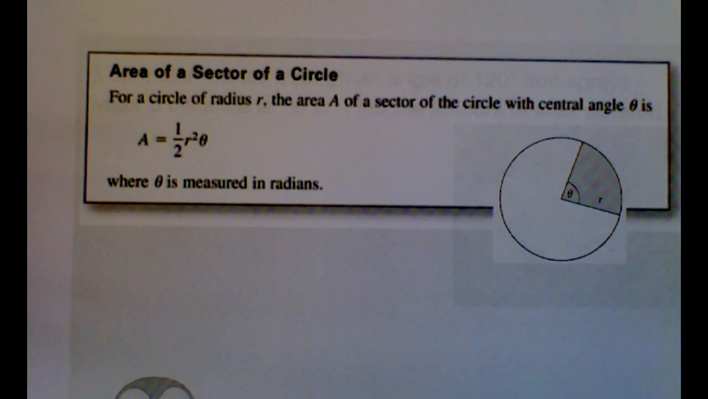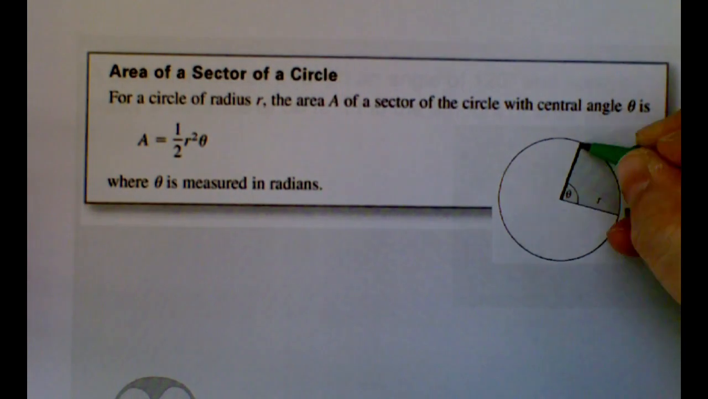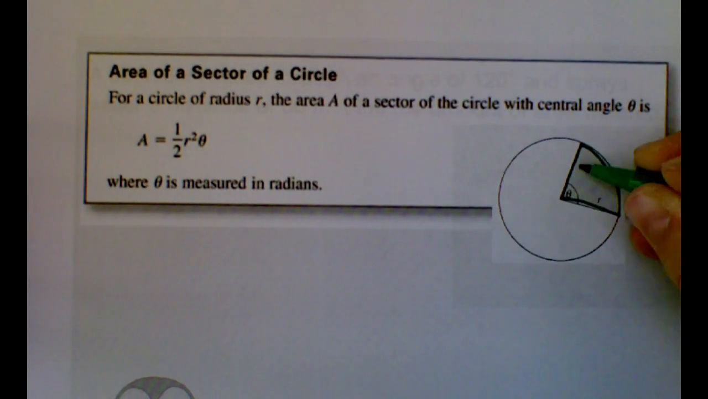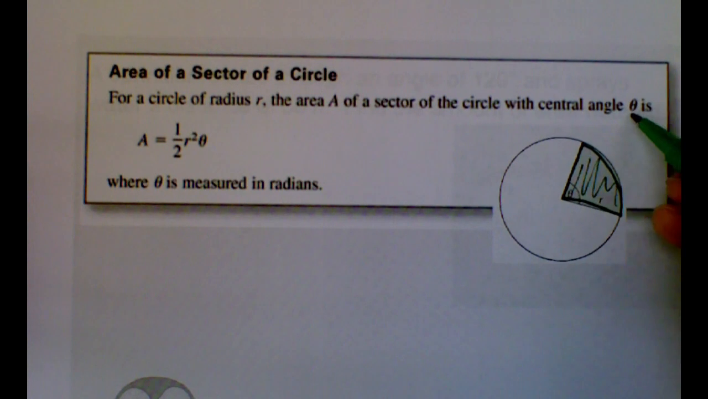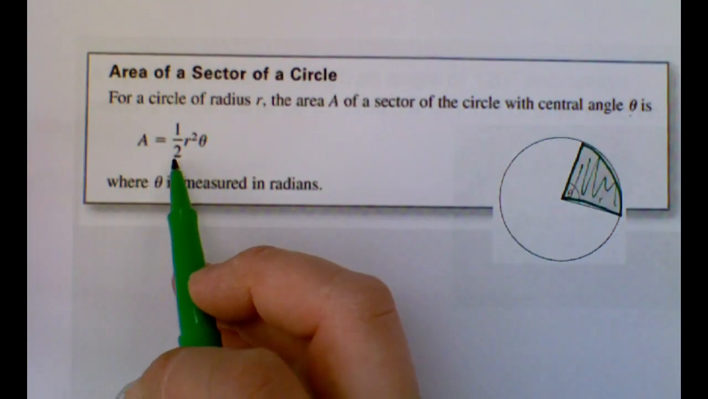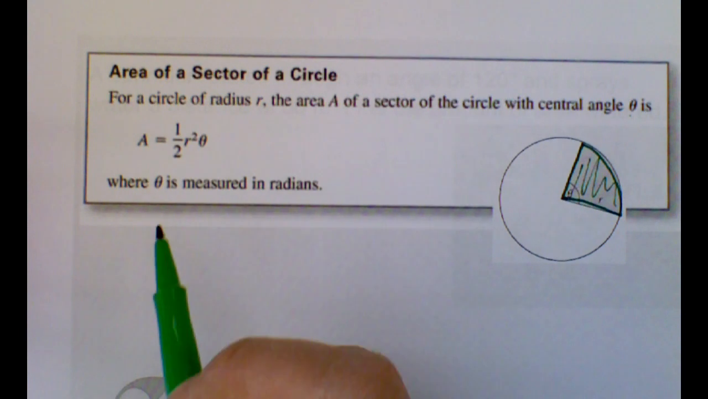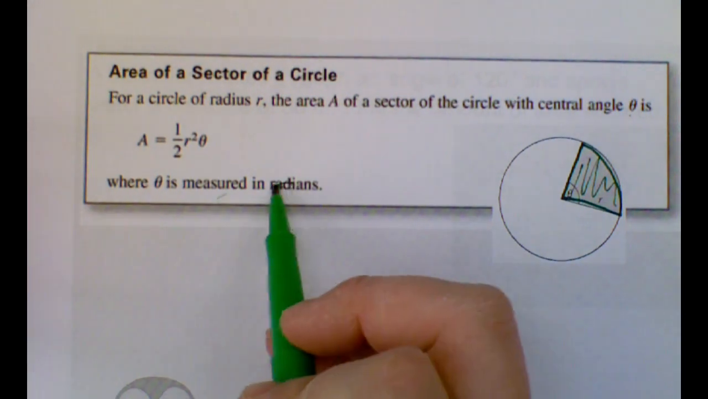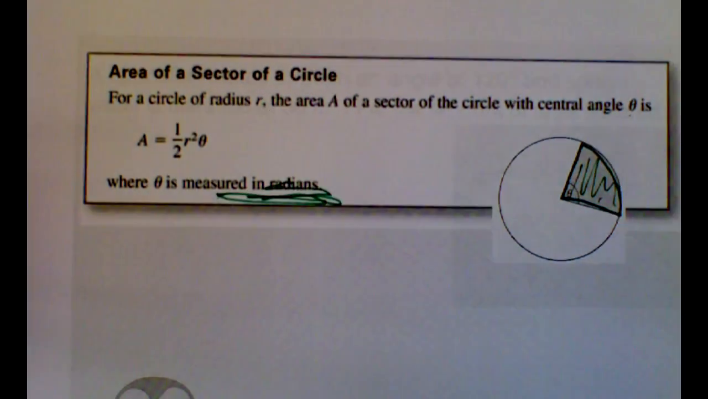And another application is the area of a sector. A sector is just like a part of the circle. So for a circle of radius r, the area of a sector, so this whole thing, right, that area, with a central angle theta, is area equals 1/2 r squared theta. Theta has to be, again, in radians. So 1/2 r squared theta.